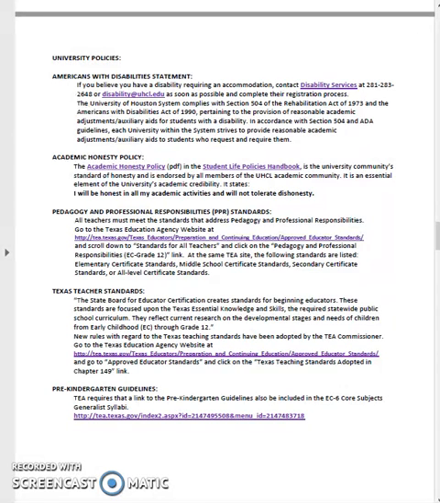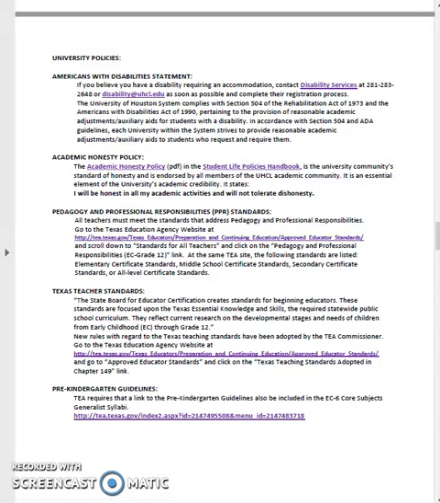So, pedagogy and professional responsibility standards are listed at the Texas Education Agency's website. You are strongly encouraged to review these, as all teachers must meet the standards that address pedagogy and professional responsibilities. Texas teacher standards are also necessary and appropriate to review. The State Board for Educator Certification, also known as SBEC, creates standards for beginning educators, and you really need to understand what these expectations are at this point in the process. Yes, you will be addressing these standards throughout your teacher education program, but understanding and acknowledging them now, taking the time to review them now, will help you as you move forward.